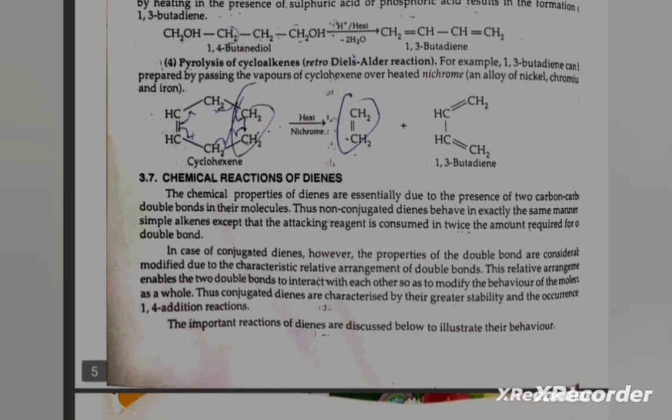4. Pyrolysis of cycloalkenes. For example, 1,3-butadiene can be prepared by passing the vapors of cyclohexene over heated nichrome.